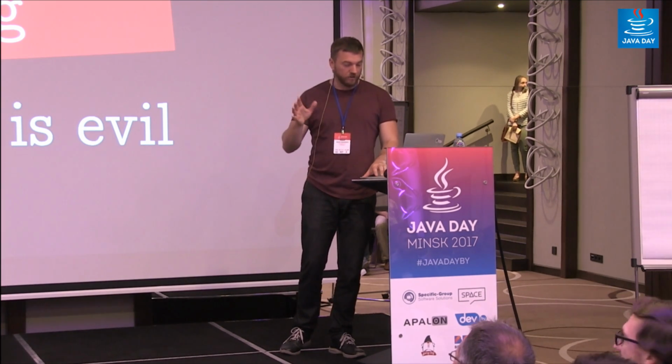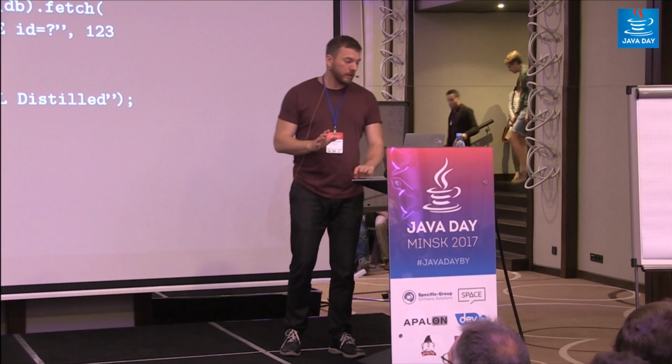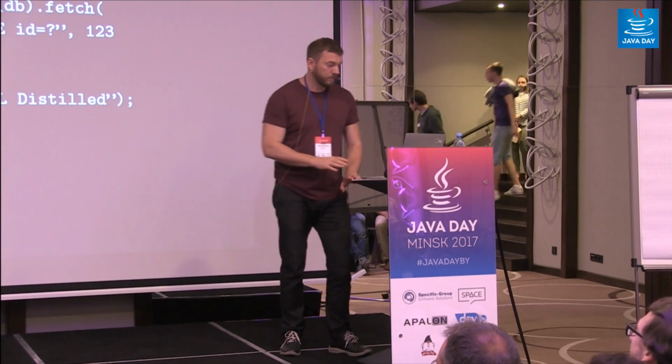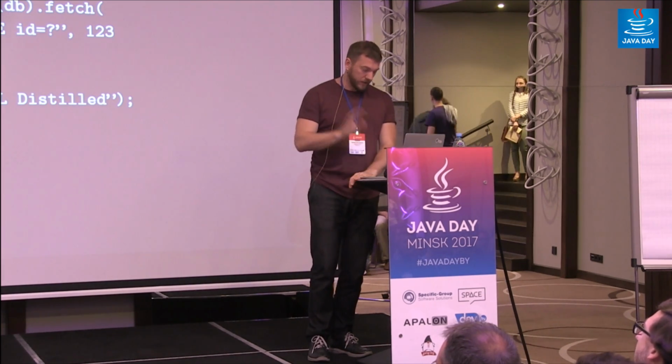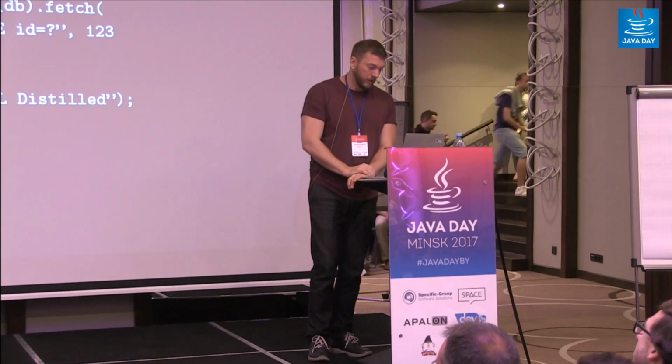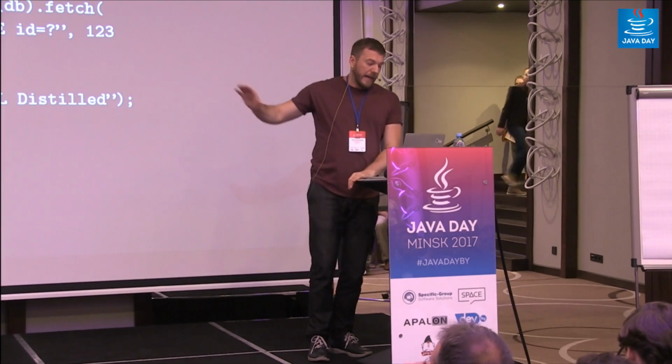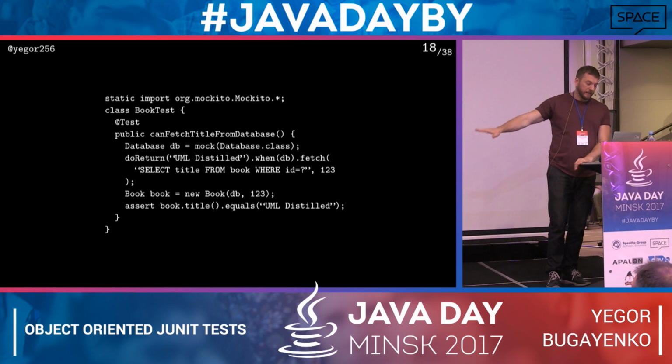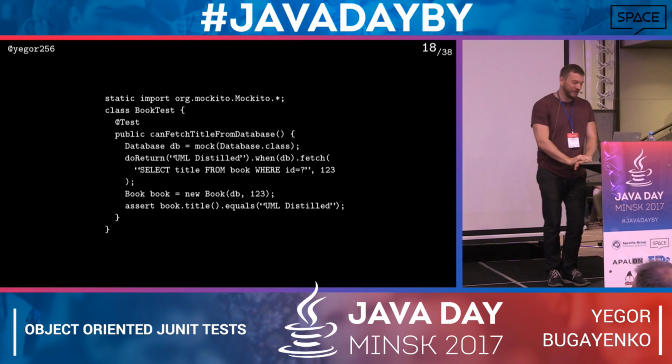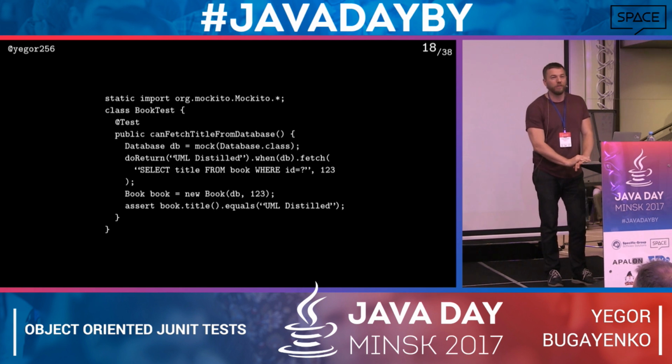Here it's kind of controversial, but listen up. Look at this unit test. It is using Mockito, so I'm still with the same example with the book. Look at the last line. It says, assert that the book title equals UML Distilled. Who read the book UML Distilled? Okay, you have to read it. It's a really good book by Martin Fowler about UML.